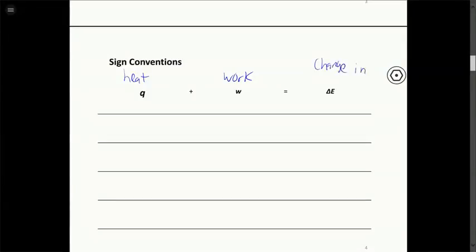So the first thing we need to understand before we start learning different ways of calculating Q and W is we need to understand the sign conventions. When is heat positive or negative? When is work positive or negative? And then what does that mean about the sign of delta E?